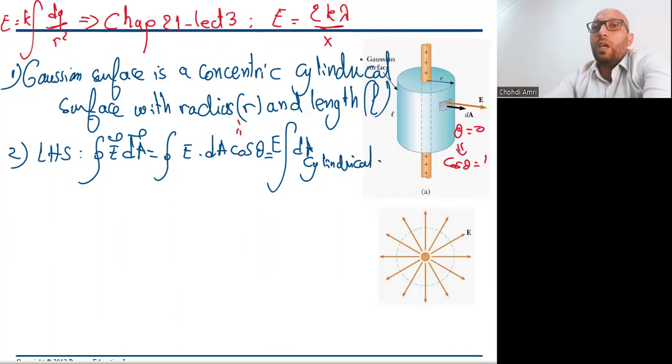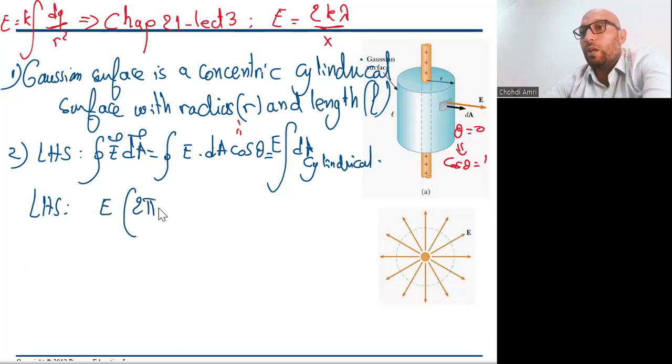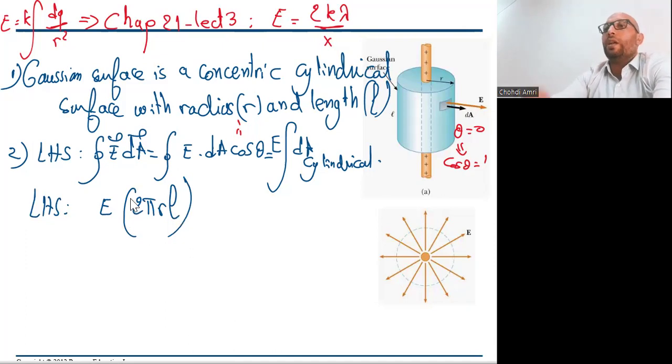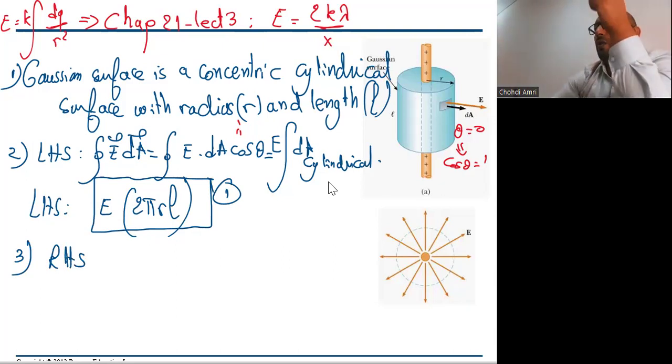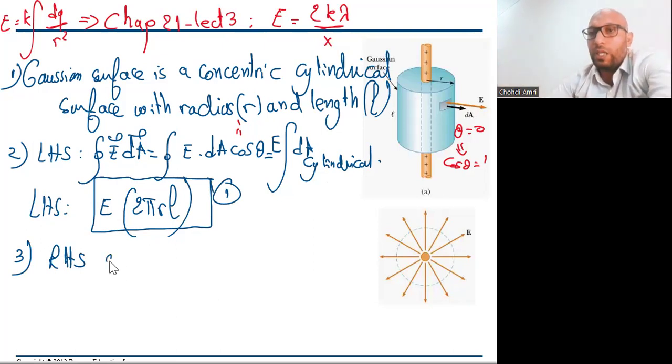Cylindrical surface. In the first slide, we said that the integration of dA for a cylindrical surface gives, on the left-hand side, E multiplied by 2 pi R multiplied by L, the length of the Gaussian surface. And this is our first term, left-hand side. Now let's move to the second term, right-hand side. We are outside because we are taking the wire with very small radius. Okay, so right-hand side, Q inside divided by epsilon naught.